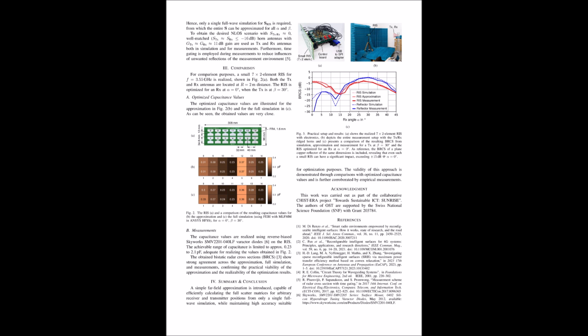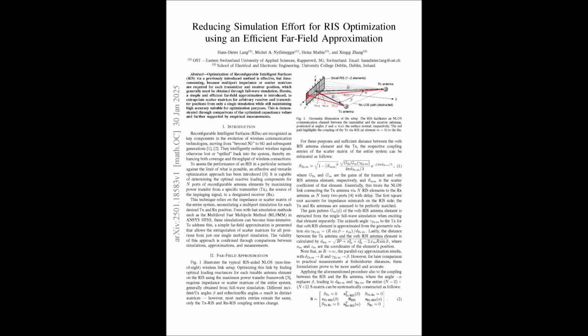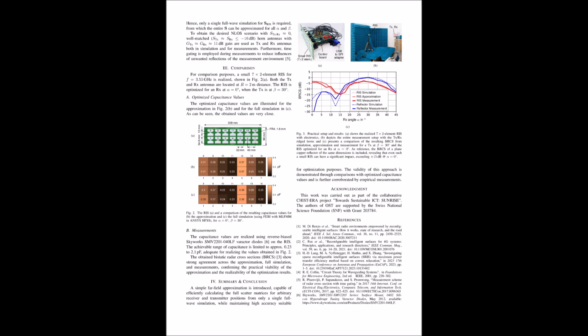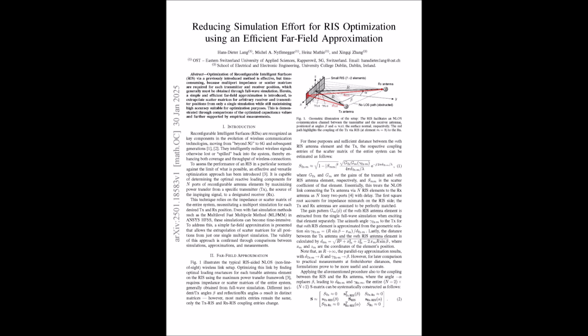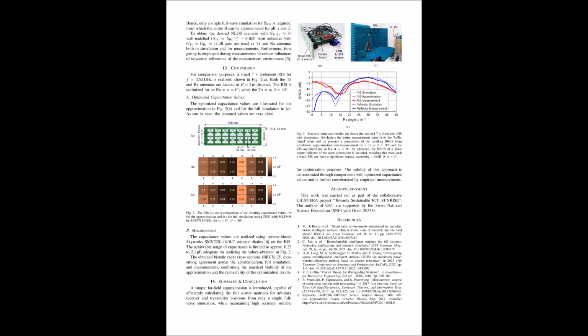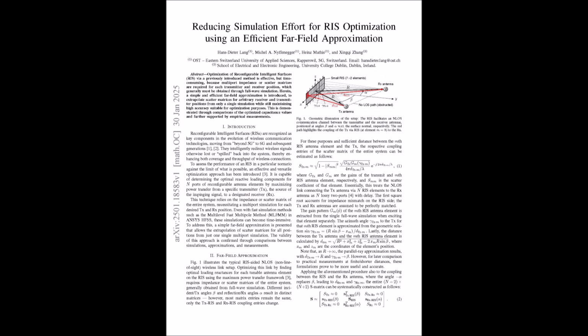Exactly. And they went to great lengths to create a controlled testing environment. They used horn antennas for both the transmitter and receiver, placing them a couple of meters away from the RIS surface to ensure they were operating in the far-field regime. So it was all about carefully controlling the variables, distances, angles, and the properties of each element to ensure the experimental conditions matched the assumptions of their model. Precisely. They wanted to eliminate any potential sources of error that could skew the results and obscure the true effectiveness of their far-field approximation method. It sounds like they were incredibly thorough in their approach.